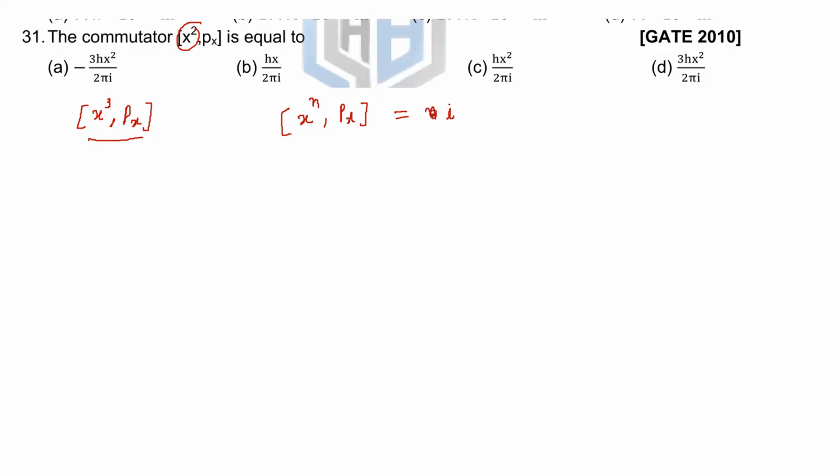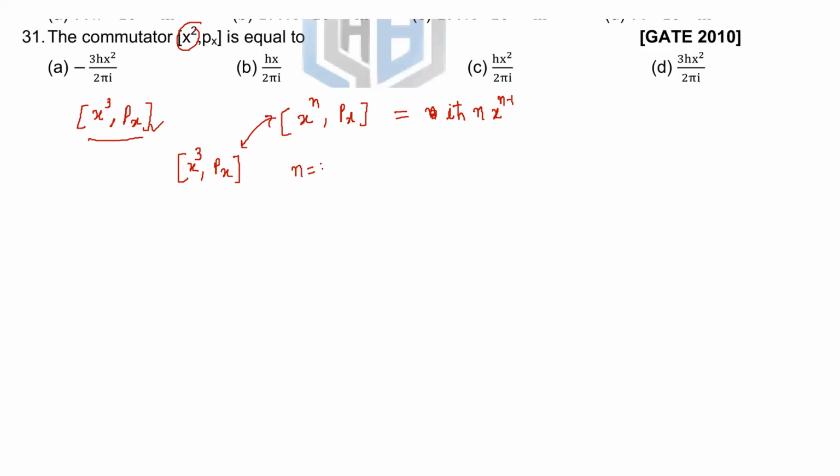First, you will write iota h cross, n x^(n-1). Okay, this is the best trick to remember to solve this kind of questions. It means if you have two operators, one is position, the other is momentum, and if you have some power over here, then you can compare these two expressions.